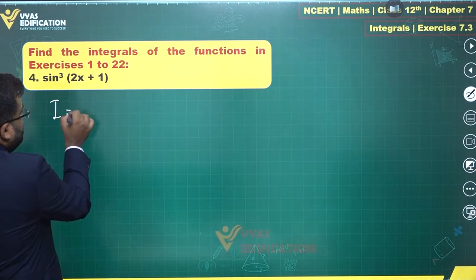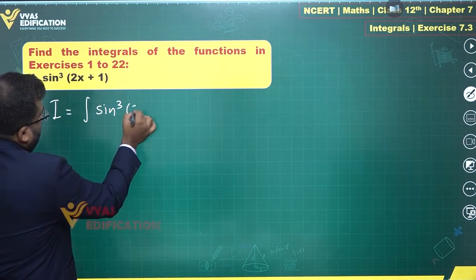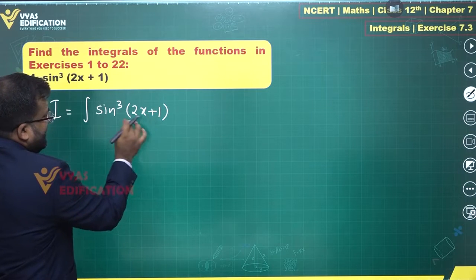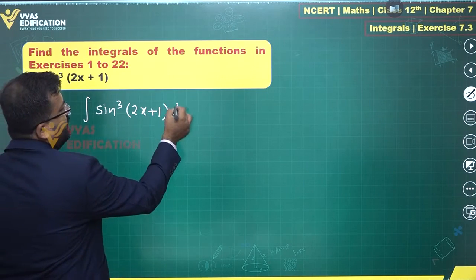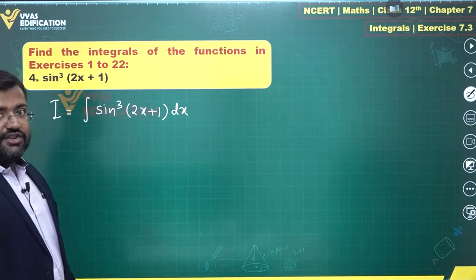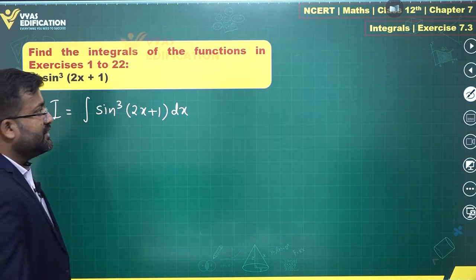So I is equal to the integral of sine cube of 2x plus 1. Now this is a linear function, a linear polynomial of x. This will not create a problem. This sine cube is creating a problem for us for integration, right? And we can use an idea of substitution. What's that idea of substitution?